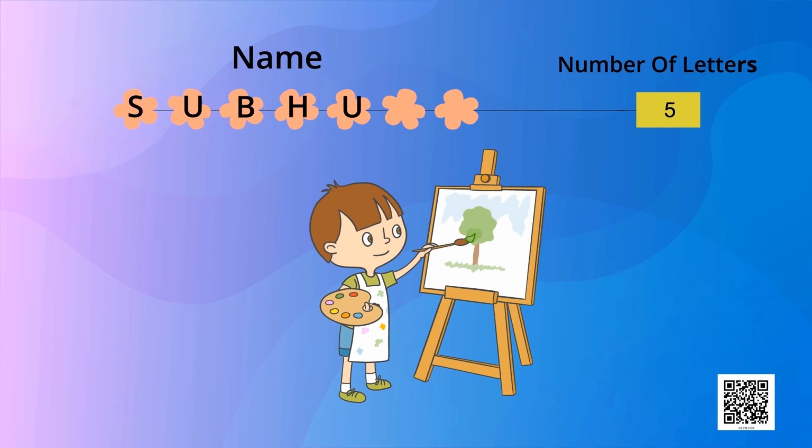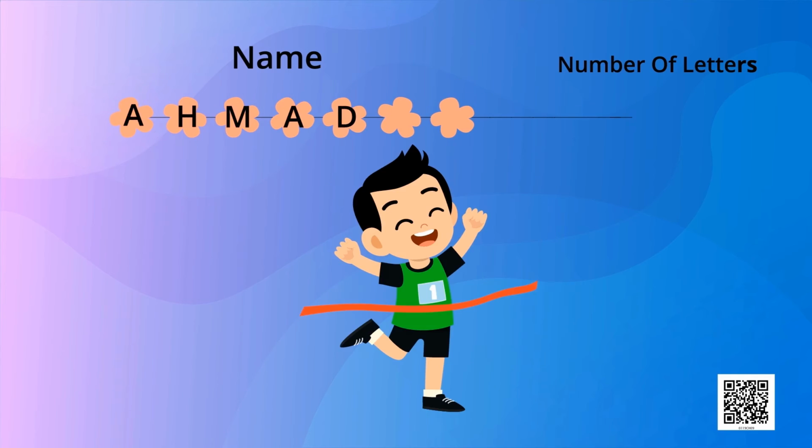Okay, now meet Ahmed. Ahmed is a very good runner, I tell you. He always comes first in all the races, in all the race competitions. So, let's write Ahmed's name also in these flowers. Ahmed. How many letters? Yes, there are 5 letters.